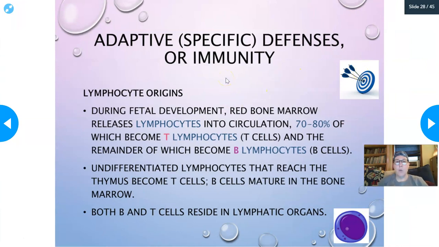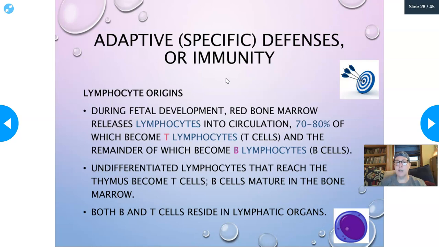Okay, so where do lymphocytes originate? Where did they come from? Because the lymphocytes are the key players in your adaptive defense. During fetal development, your red bone marrow starts releasing lymphocytes into the circulation. 70 to 80% of those lymphocytes will become T lymphocytes, the T cells, and the remainder will become B lymphocytes or B cells. And we're going to look at each one of these.